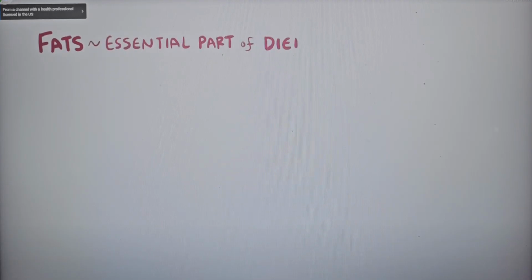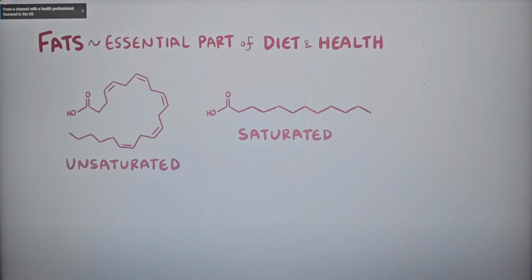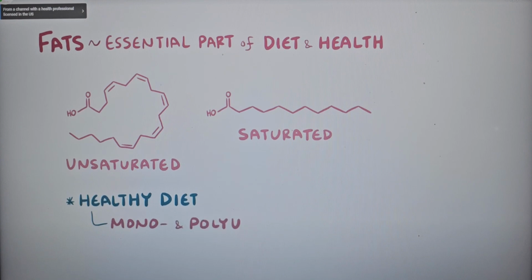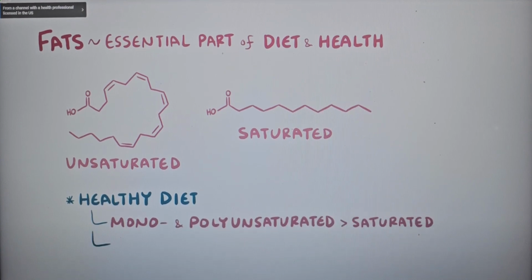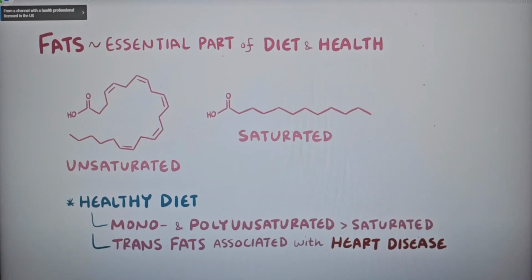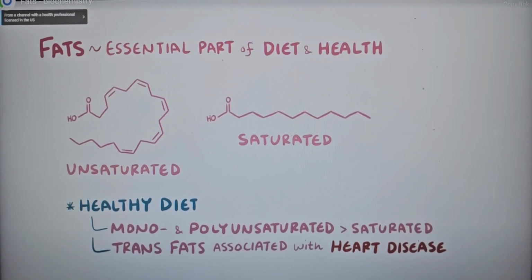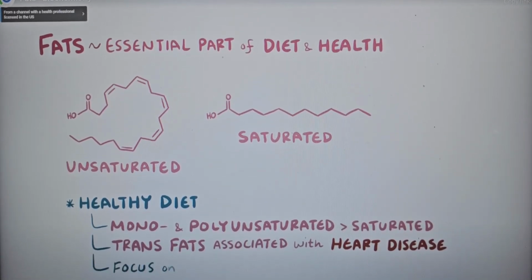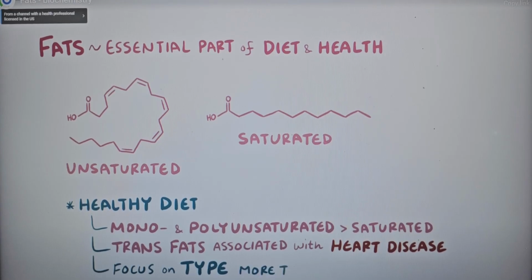Alright, as a quick recap, fats are an essential part of our diet and health. Fatty acids are either saturated or unsaturated, and foods with fat always have a mixture of fatty acid types. Healthy diets emphasize mono and polyunsaturated fats over saturated fats, and trans fats are associated with an increased risk of cardiovascular disease. Improvements to our diet and health can be made by focusing more on the type of fat we eat and less on the amount.